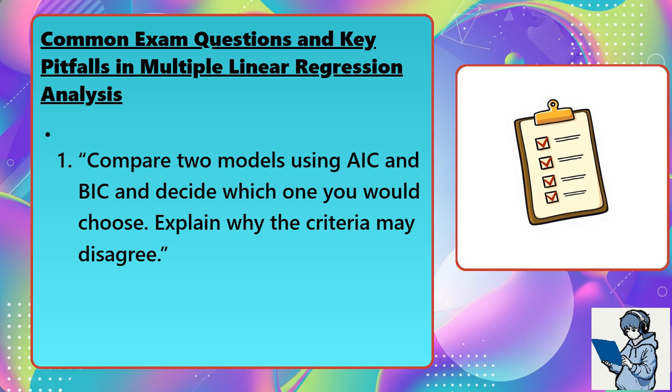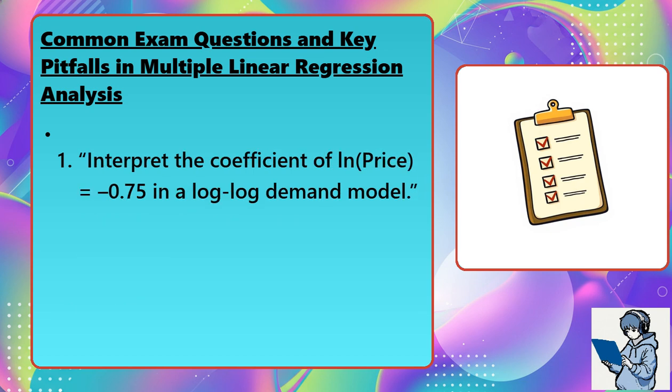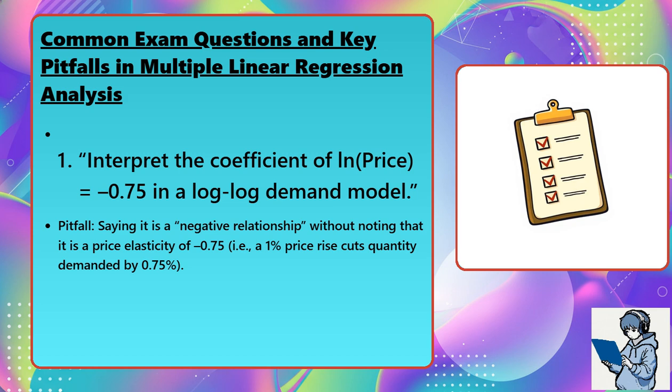Compare two models using AIC and BIC and decide which one you would choose. Explain why the criteria may disagree. Pitfall: stating only the numerical result without describing the penalty terms, 2k versus ln of n times k, and the preference for parsimony. Interpret the coefficient of ln of price equals -0.75 in a log-log demand model. Pitfall: saying it is a negative relationship without noting that it is a price elasticity of -0.75. That is, a 1% price rise cuts quantity demanded by 0.75%.